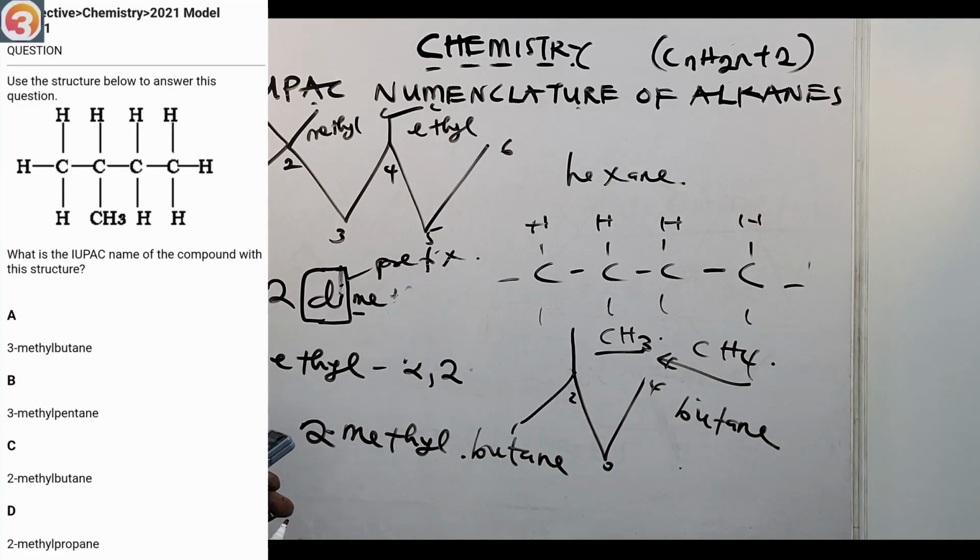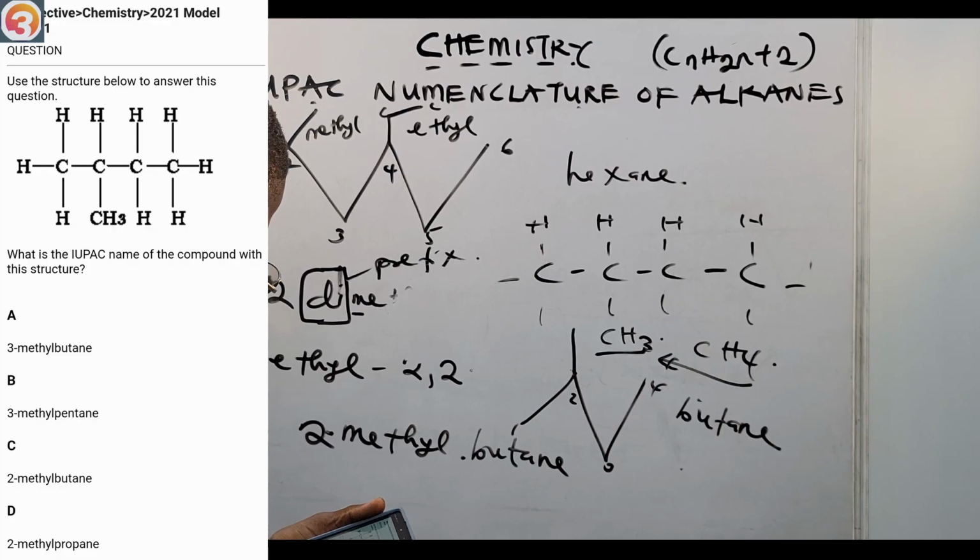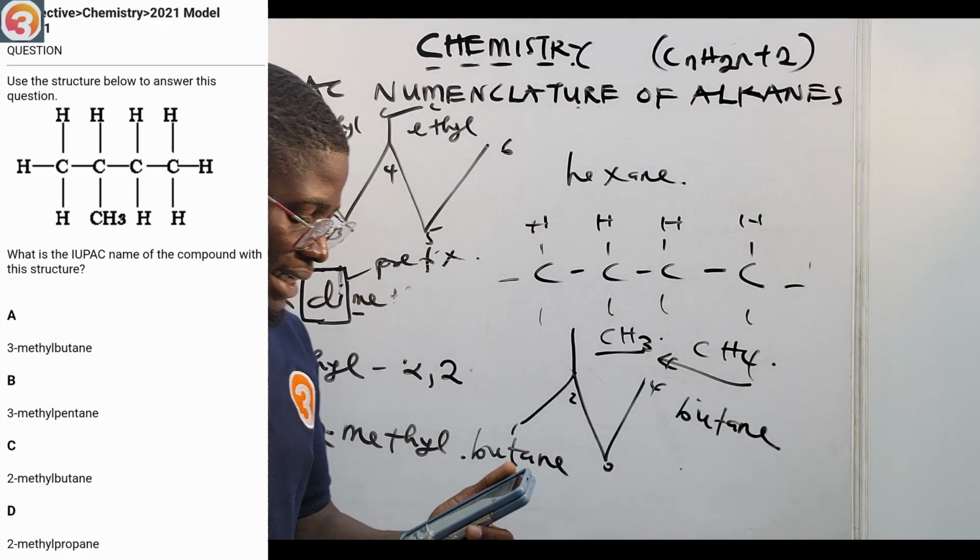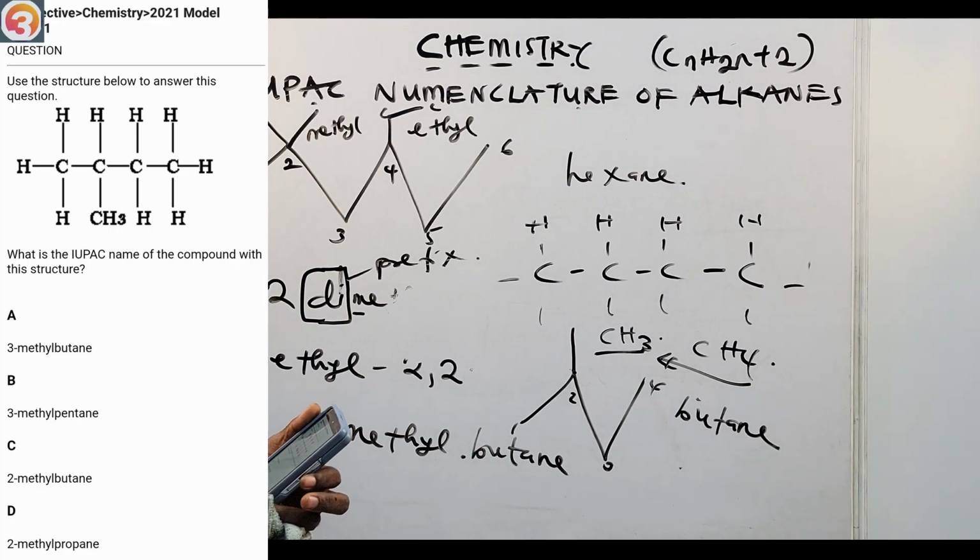So now let us see. Option A says 3 methyl butane. B, 3 methyl pentane. C, 2 methyl butane. D, 2 methyl propane. So our correct answer will be Option C, 2 methyl butane.